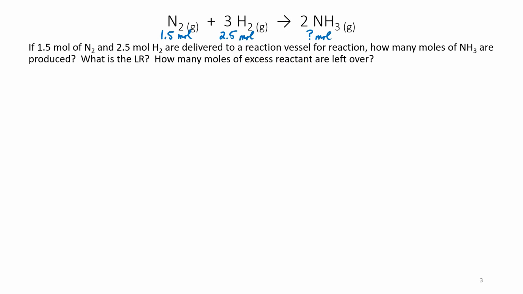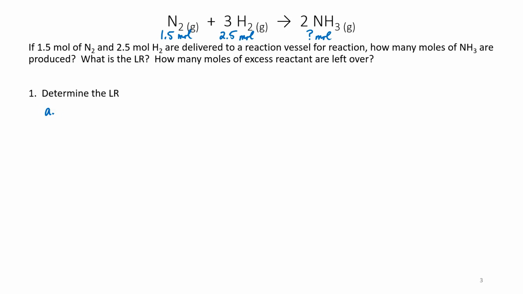So I recommend a 3-step process to solving these problems. First of all, do I use the nitrogen to determine how much ammonia is formed, or do I use the hydrogen? In other words, which one is the cheese and which one is the bread? Which one is the limiting reactant? So that is the first step. Determine the limiting reactant. And I have 2 different ways that you can do that.